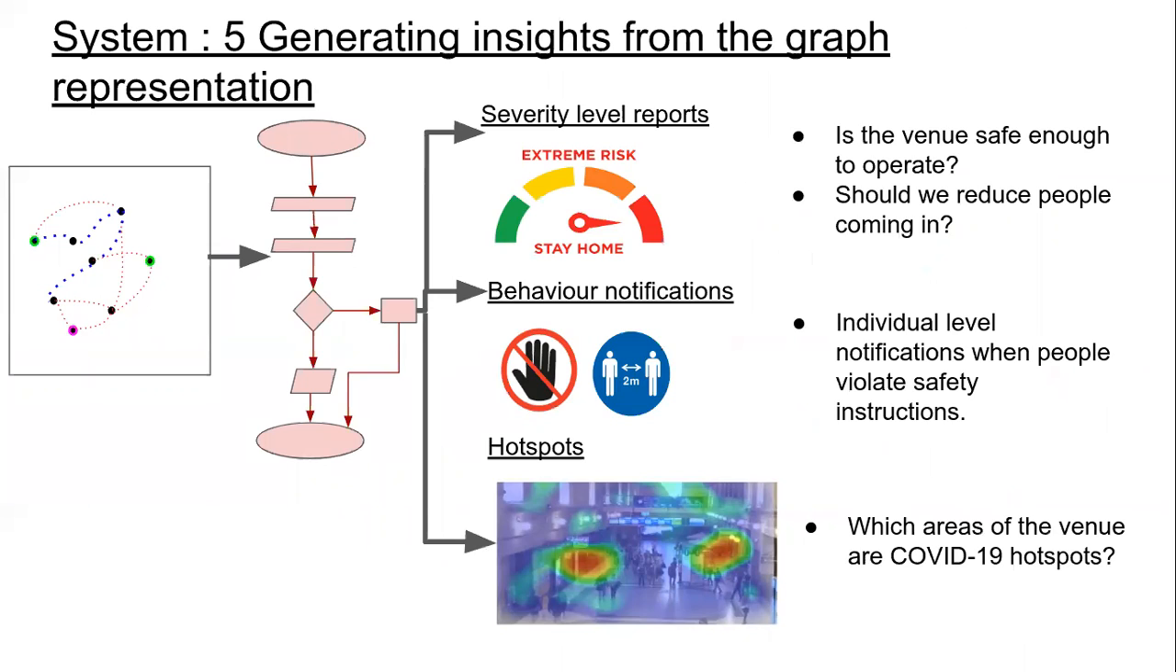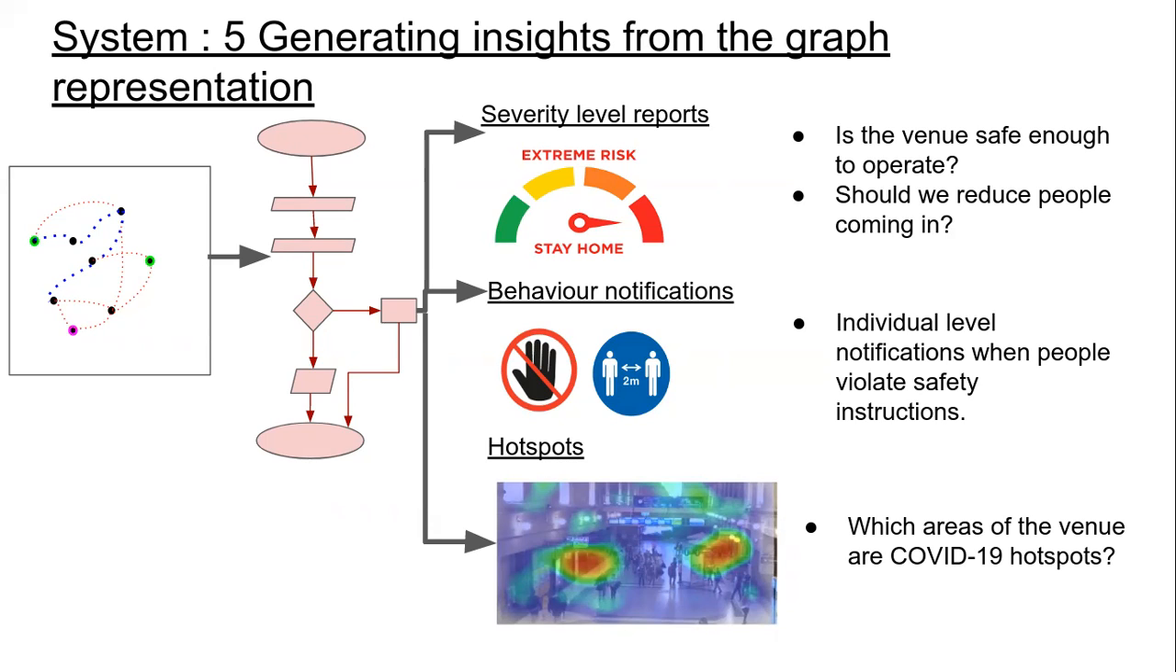So this graph can give something like a severity level report. A severity level report is actionable by an organization. For example, an organization can look at a scene and say, is this venue safe? Should we stop people from coming in? Should we limit the number of people coming in? Because that way you can mitigate the overall COVID spread.